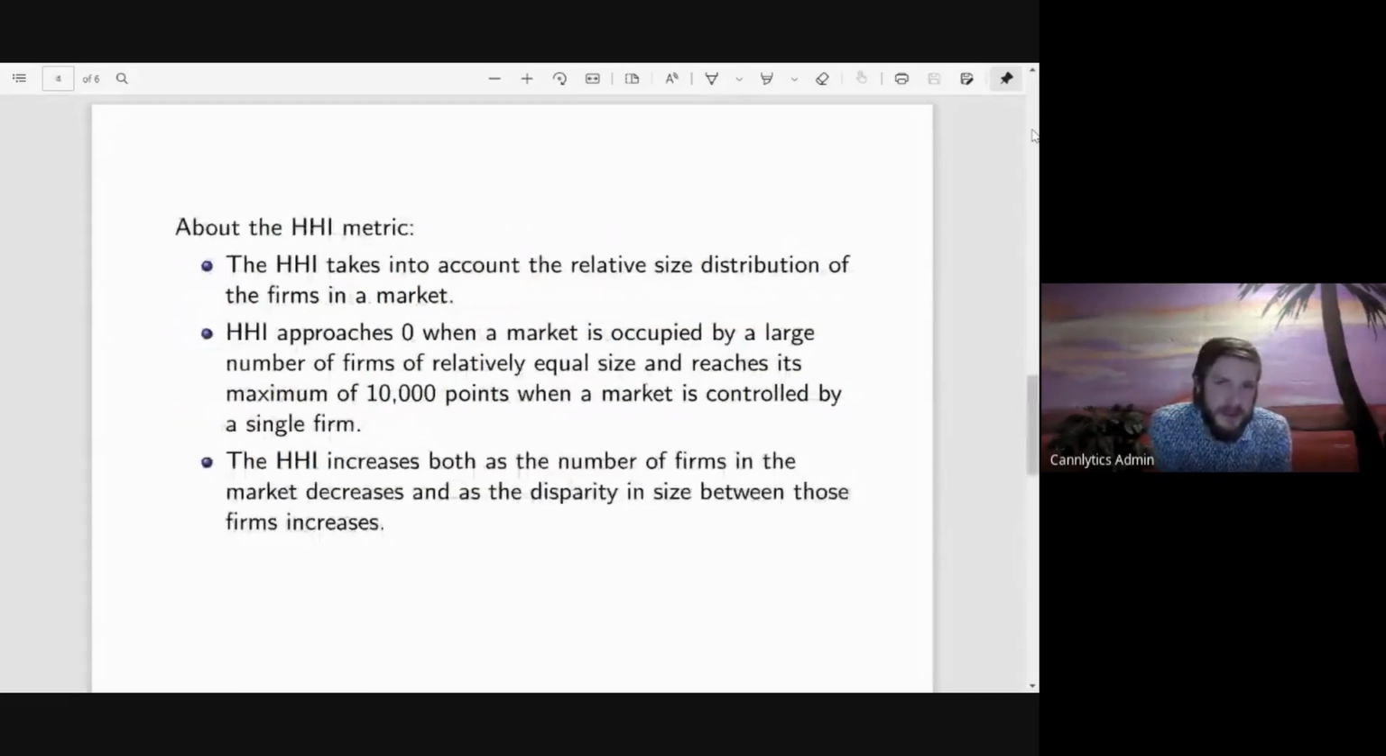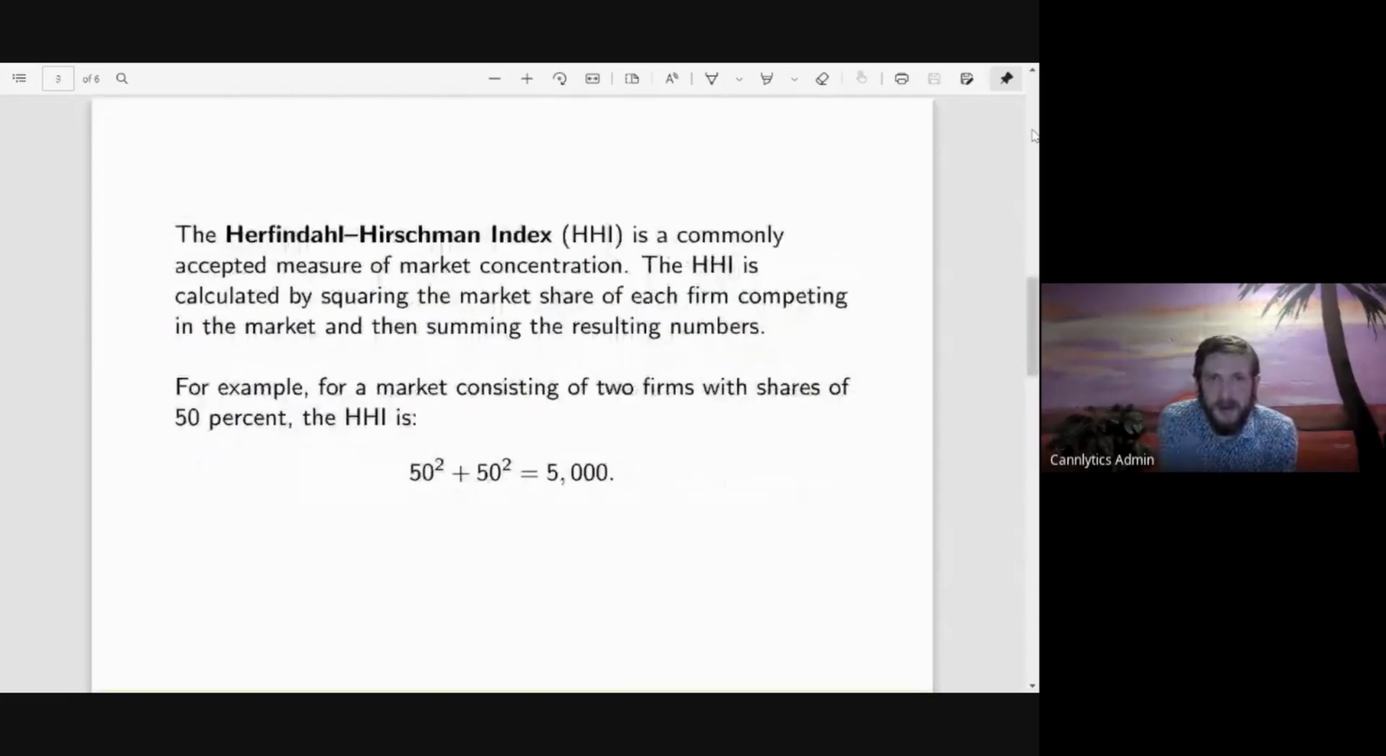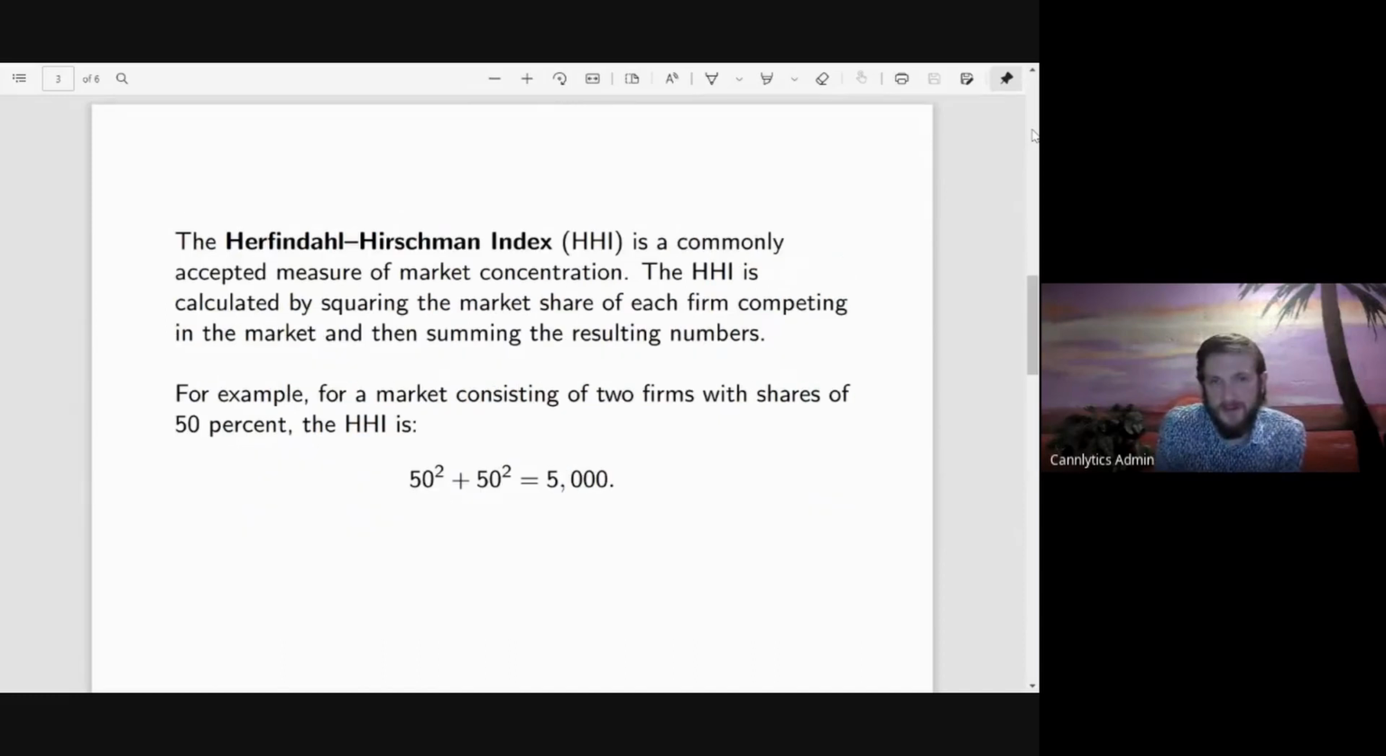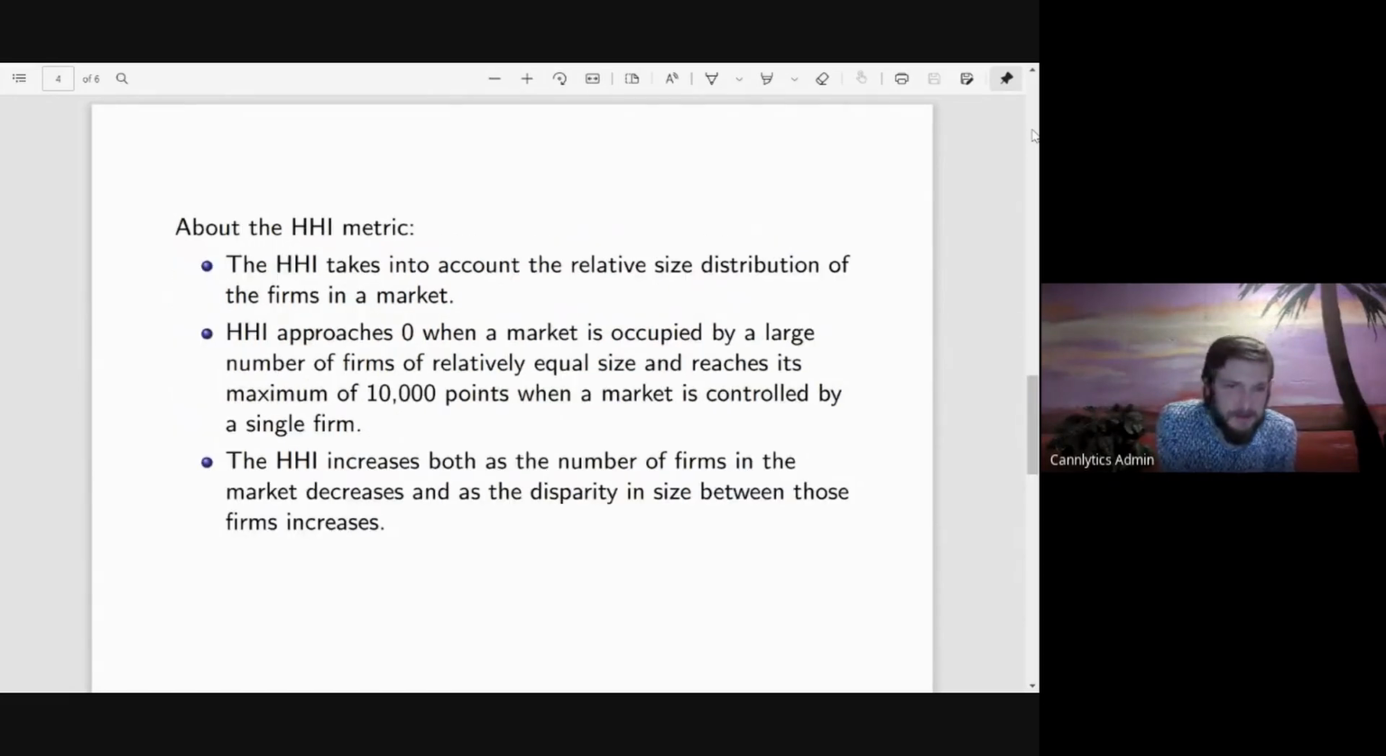What you'll note is that as there are more and more firms in the market and they each have a relatively equal market size, HHI will approach 0. And if there is one firm with 100, so 100 squared, then the HHI would be 10,000. So the HHI increases as the market becomes less competitive, and it decreases as the market becomes more competitive.